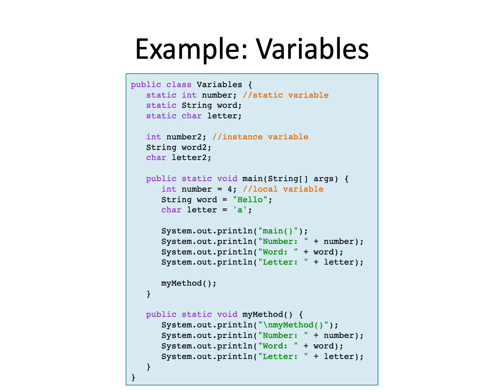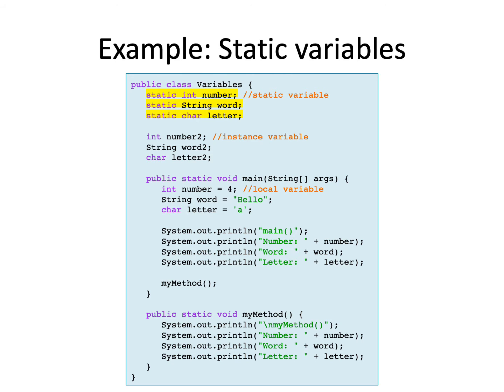Let's look at this example where we compare the different types of variables. Here we have a class called variables. Below the class definition, we have three variables called static int number, static String word, and static char letter. We say that these variables are static, meaning that this belongs to the class. You can think of this as the global variables.